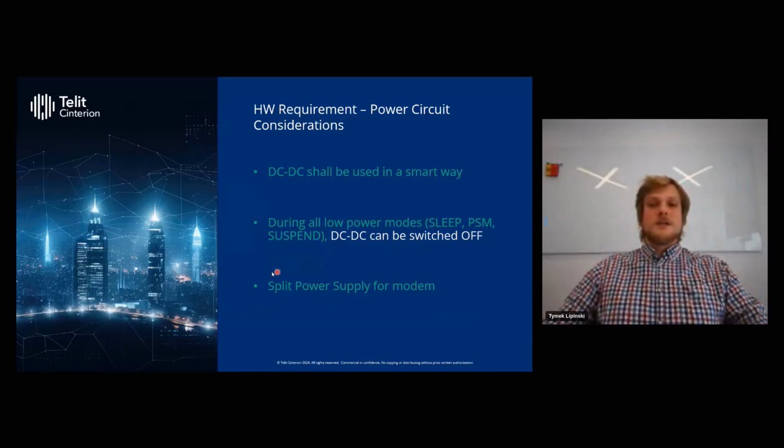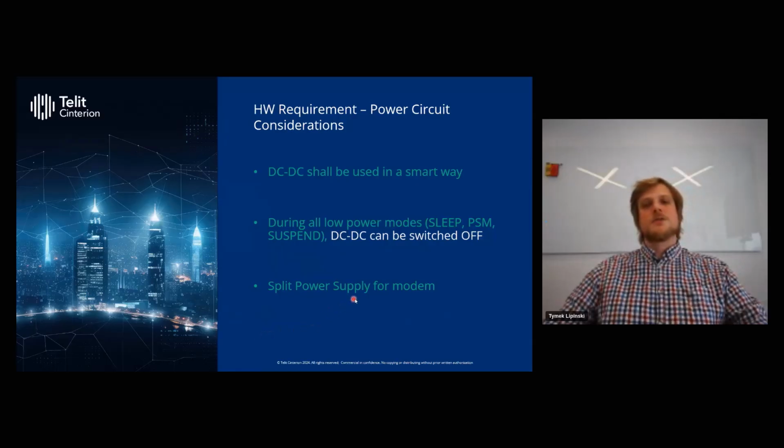We can also utilize a split power supply of the modem. Some of the modems come with separate supply for brains, that's the baseband, BB, and separate supply for the RF, so that's the radio part. That gives us some flexibility in terms of building more efficient DC to DC or power delivery circuits for the modem because we can utilize different voltages for both BB and RF.